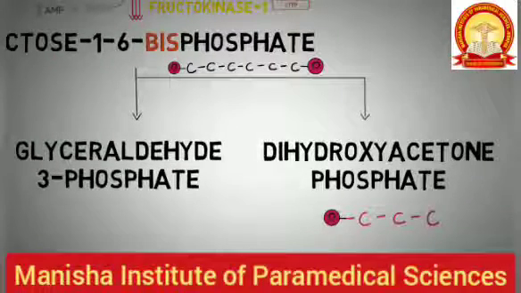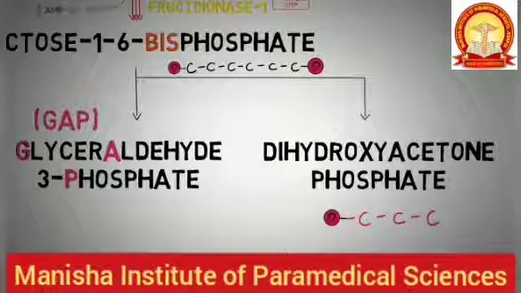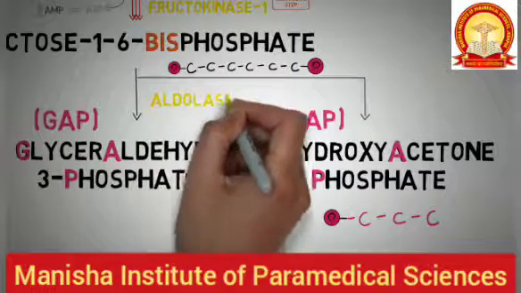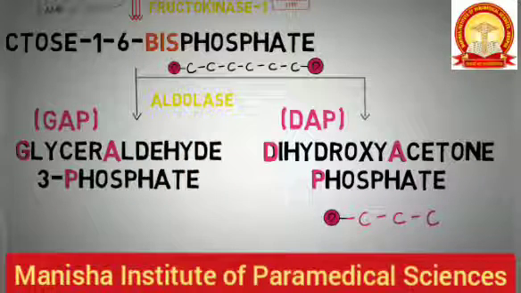You can easily remember their names by the mnemonic GAP and DAP. Now this reaction is reversible and it is catalyzed by the enzyme aldolase. Since the reverse reaction of this step, that is the combination of glyceraldehyde 3-phosphate and dihydroxyacetone phosphate, is a type of aldol condensation, this enzyme is known as aldolase.